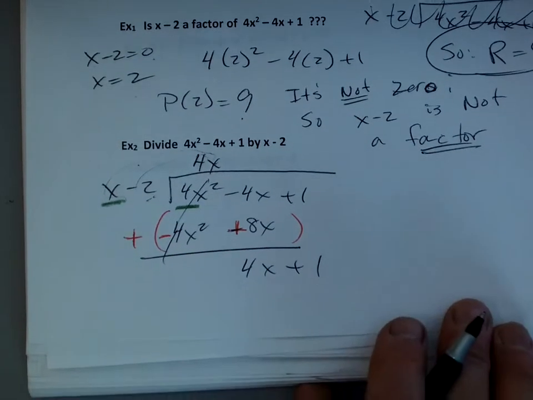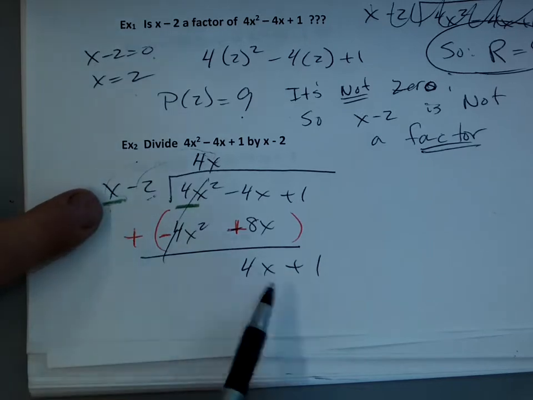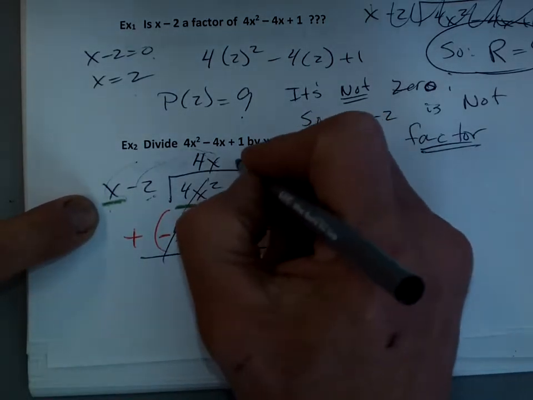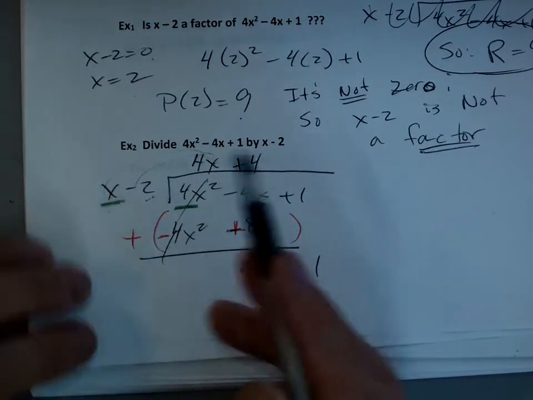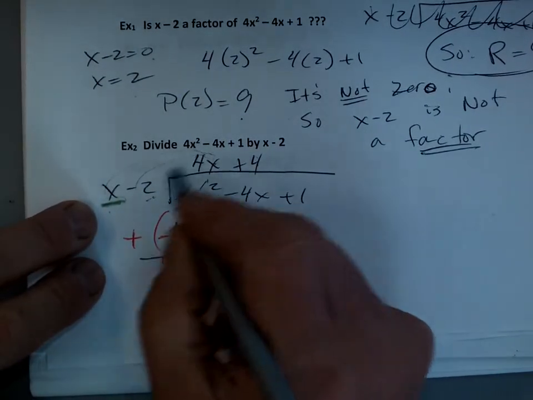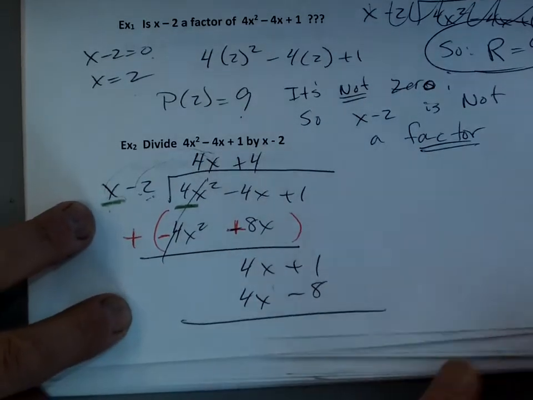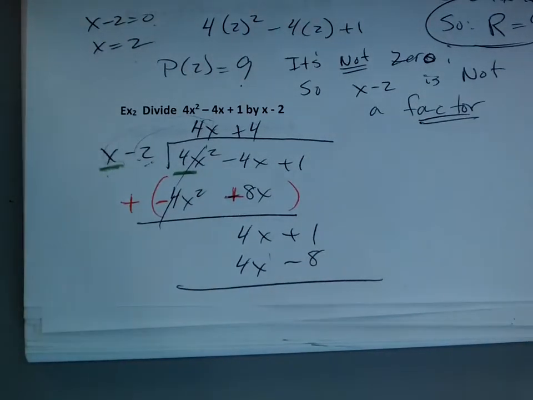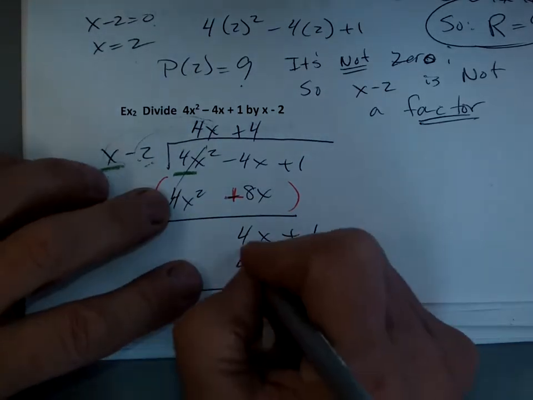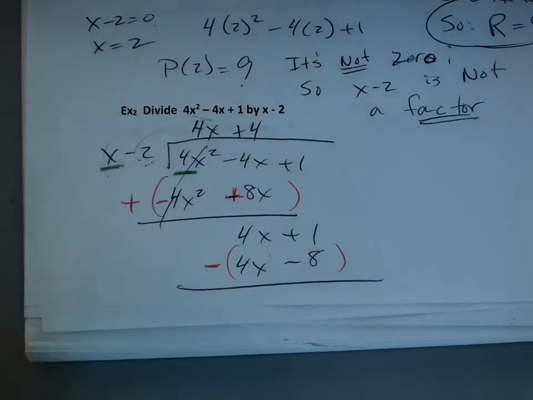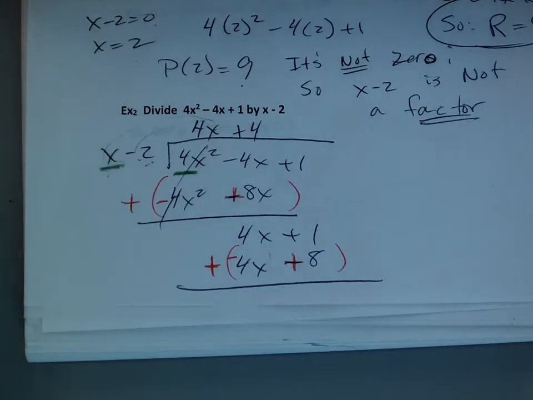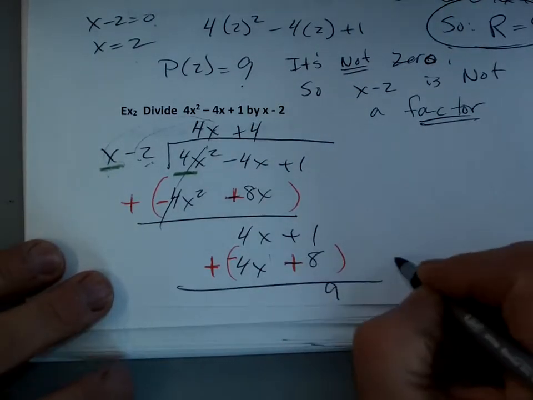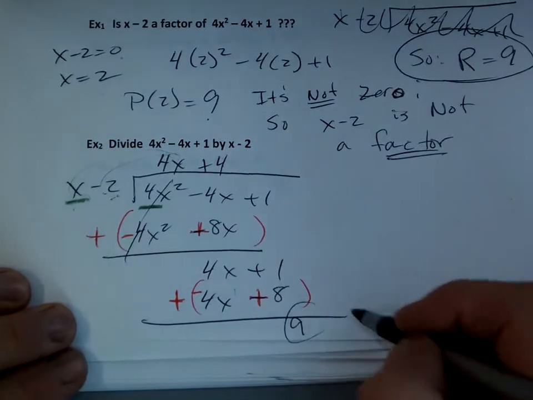So then x goes into 4x how many times? 4 times, right? And I get my 4x minus 8. So I'm going to subtract, but I'm not really going to subtract. I like to add a negative, right? Because I'm subtracting, I'd rather add a negative. Same thing. So I add a negative, right? And guess what I get for my remainder? 9. Hey, I kind of knew that already, didn't I? I knew the remainder is 9.